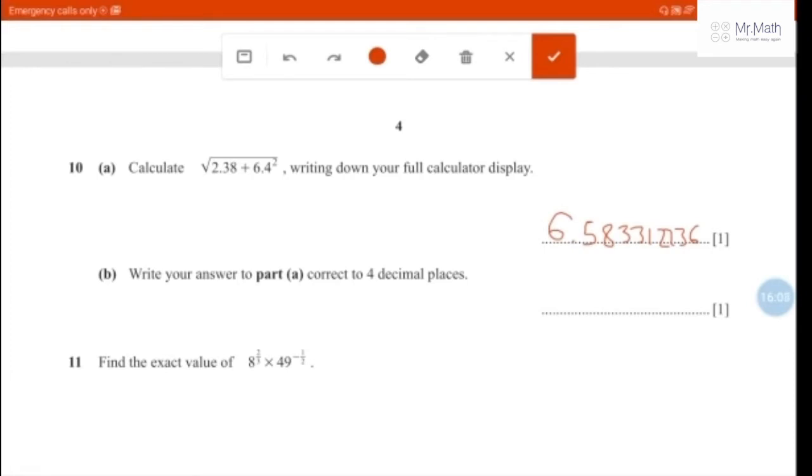In part B, I have to write my answer in part A correct to 4 decimal places, so it's just a matter of rounding. So the answer is 6.5833.